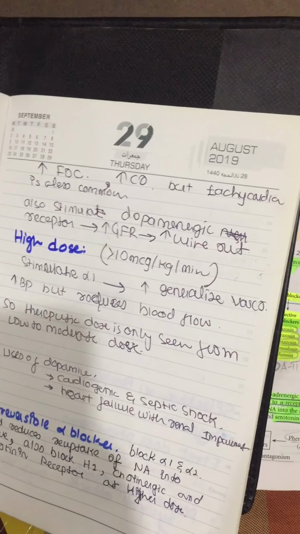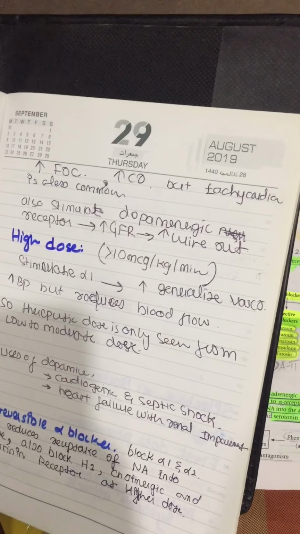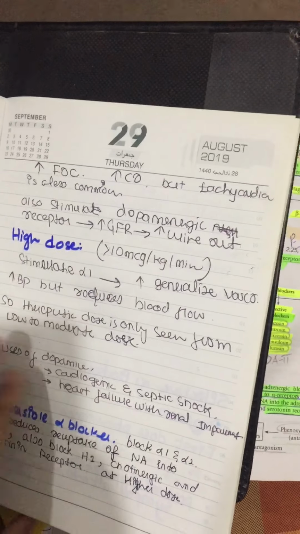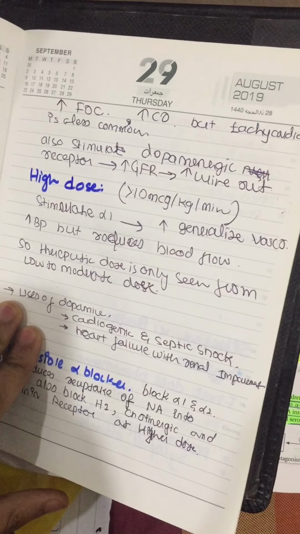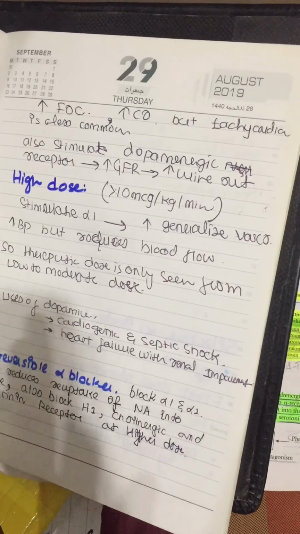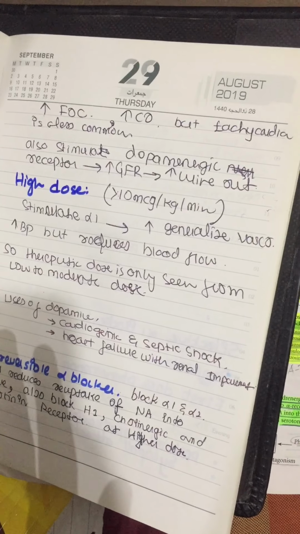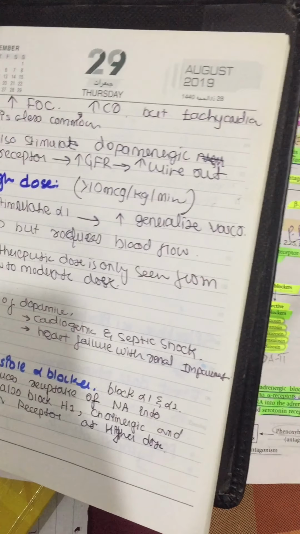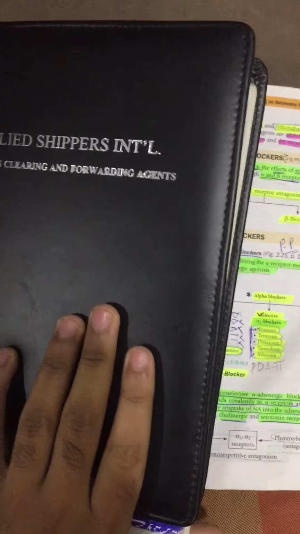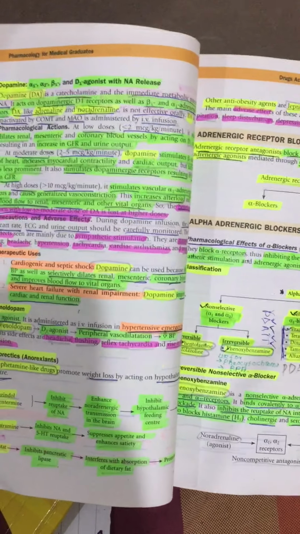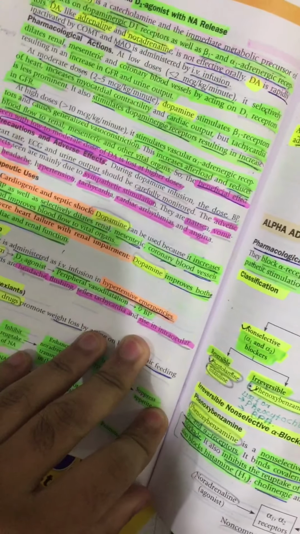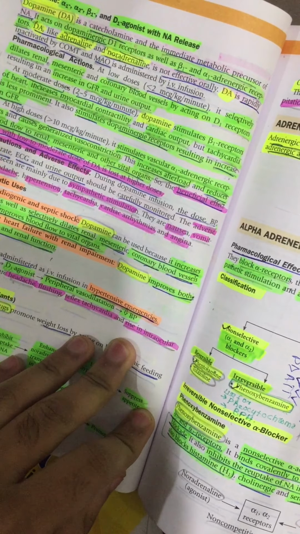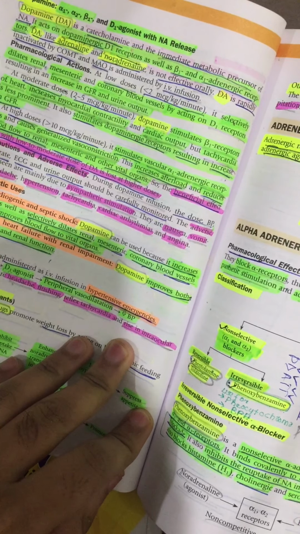So the therapeutic effect is only from low to moderate dose, but in high doses, the therapeutic effect is totally gone. Now, if we talk about the uses of dopamine, it can be used for septic and cardiogenic shock, as well as renal impairment and cardiac failures. What were the uses of dopamine? They were cardiogenic shock, septic shock, renal failure, and heart failure.